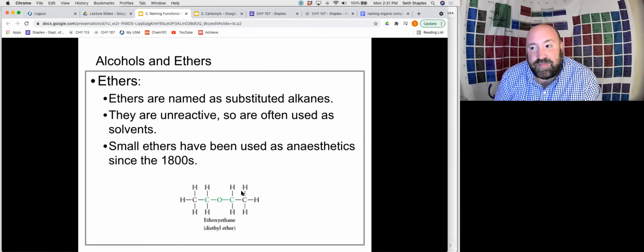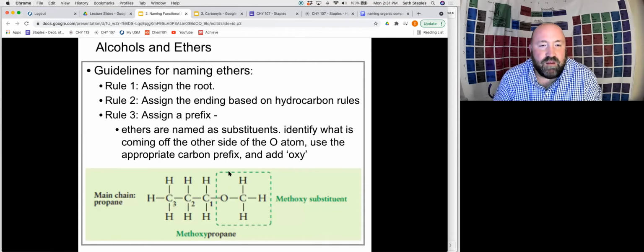We name ethers, and we're going to talk about this in the very next slide, as if they're substituted alkanes. In other words, the way that we would name an ether is we would call this our main chain here, and then we name this as a substituent group of that. So here we see an example.